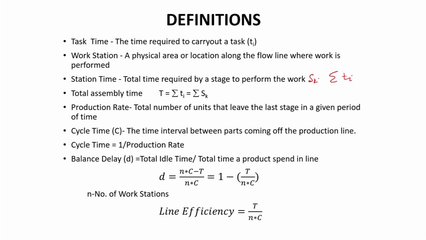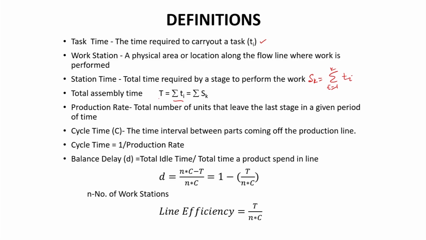We show it with Sk, where i is equal to 1 to k. The k tasks are given to workstation k. So, the total time of all these task times is called station time. And then the sum of all these tasks is called total assembly time. With the help of the next example, you will get to know with more clarity.